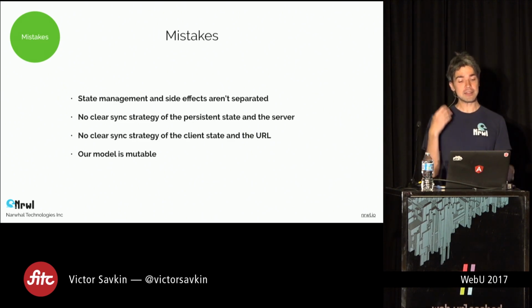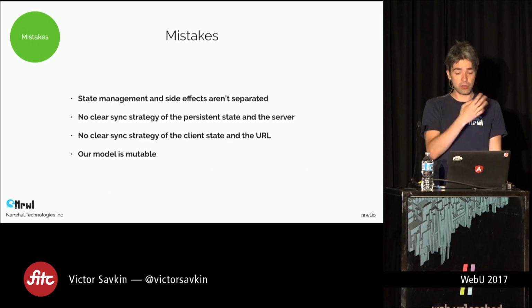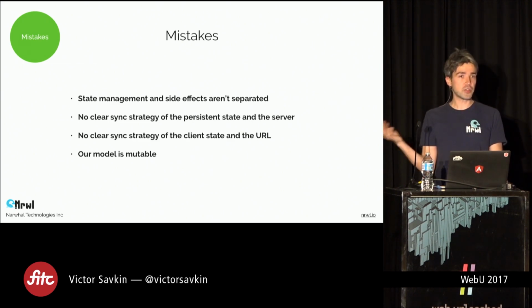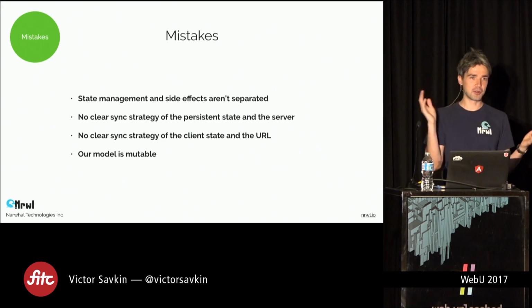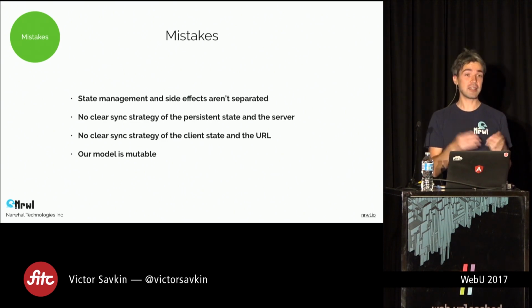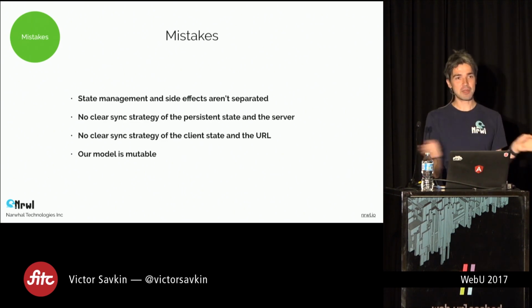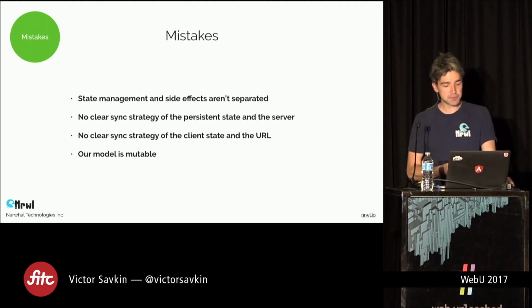Second, we didn't clearly define the synchronization strategy of our client and our server, of the persistent state and the server state. Even after our changes with ad hoc fixes, we can see our application is broken. Yes, we can easily break it by just clicking back and forth, or going into a tunnel, or taking TTC. We didn't clearly define the synchronization strategy of the client state and URL. And again, we tried to fix it. The fixes were ad hoc, and we could clearly see that it's buggy. We can clearly break our application without any problems.